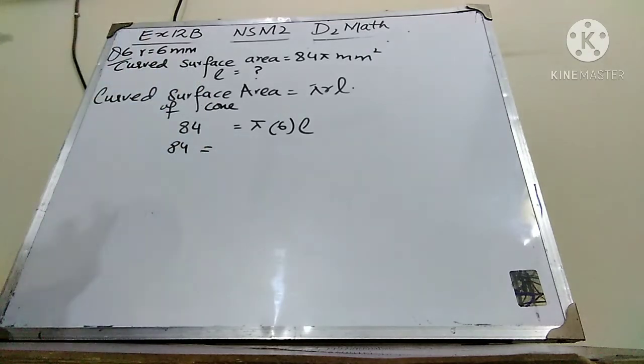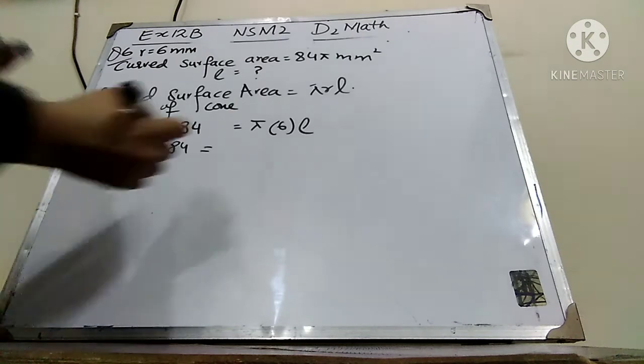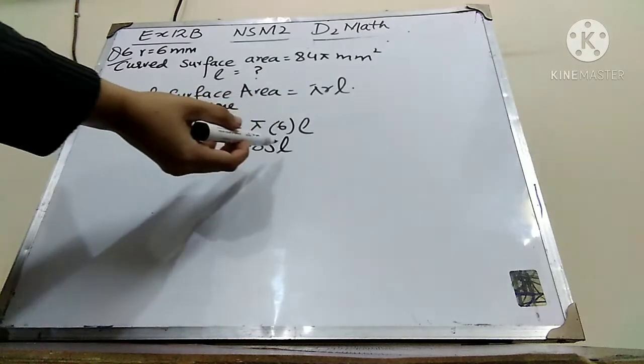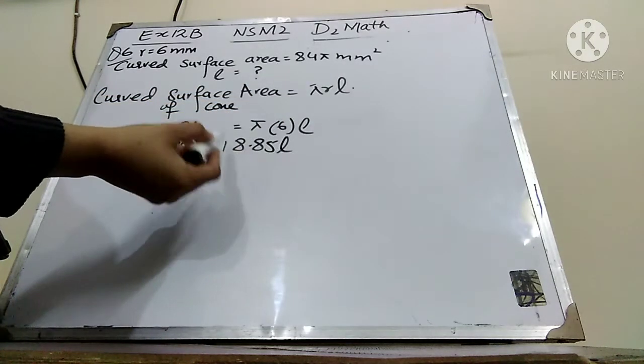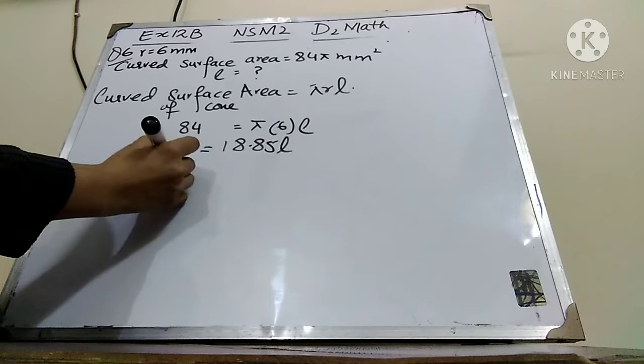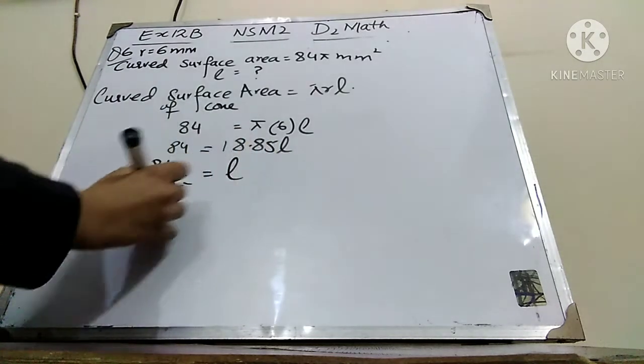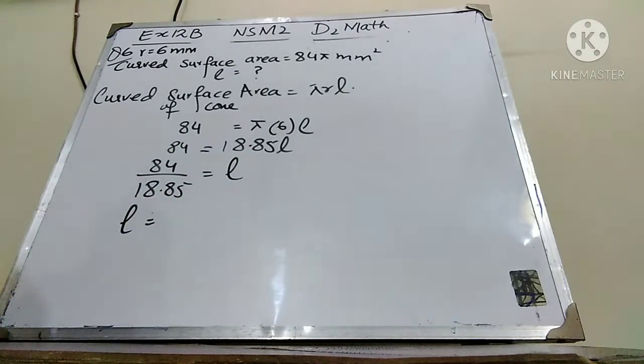So what will I get? 6 multiplied by pi will be equal to 18.849559. So I will round off and I will get 18.85 L. Now we have to find out the value of L. So this is multiplying with that. When it comes to this side, it will divide. So L will be equal to 84 divided by.